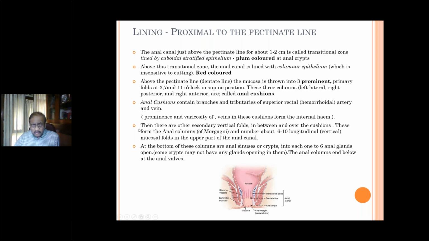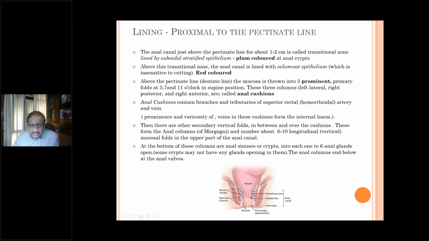And among them would be other longitudinal folds, which we have just now referred to. They are known as secondary vertical folds, right? And they form together what? The anal columns of Morgagni. Can you see these? So you have the cushions and you have the anal columns of Morgagni, right? So just remember, two things are lying in the transitional zone in the mucosa. There would be three cushions and there would be further vertical folds known as anal columns of Morgagni. And they number about 6 to 10 vertical folds in the upper part of the anal canal.